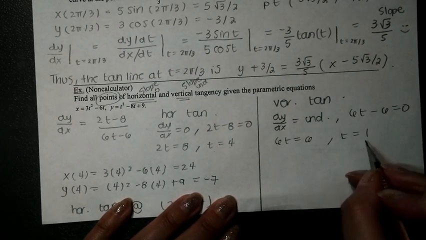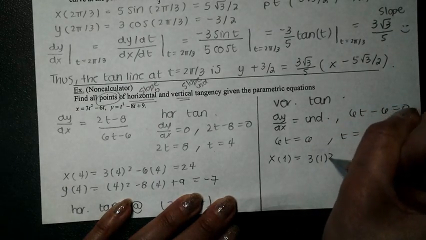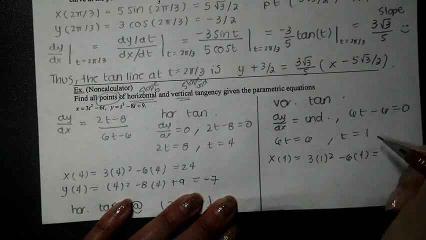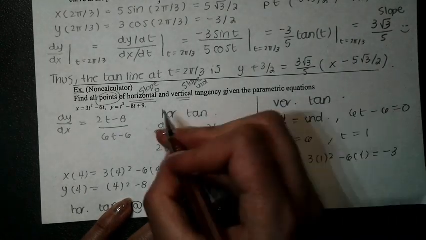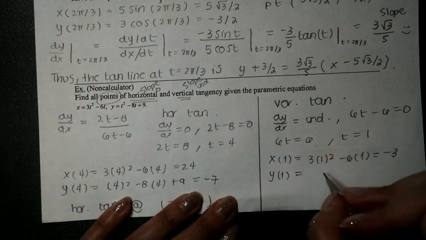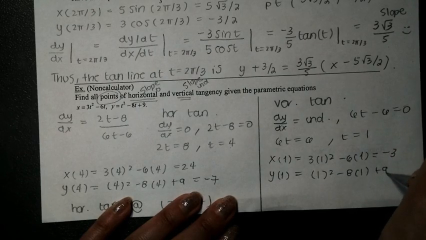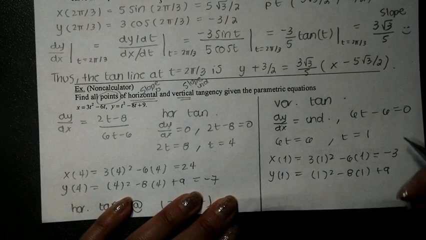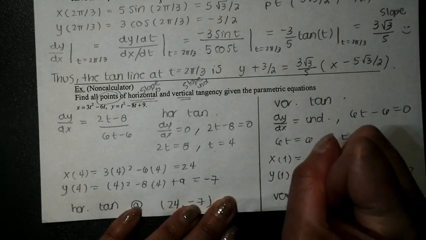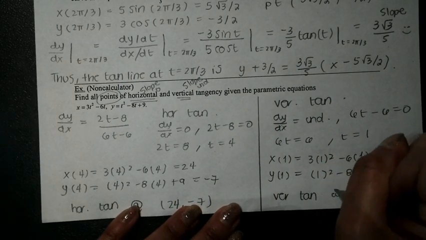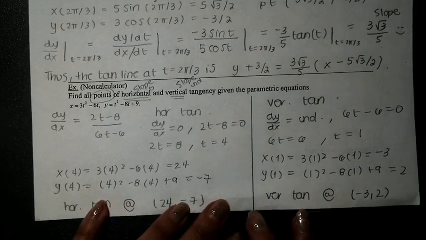And what are you going to do to find these beautiful points? You are going to plug your 1 inside your x. So you have 3 times 1 squared minus 6 times 1, which gives you negative 3. Similarly, we plug the 1 inside the y equation, and you have 1 squared minus 8 times 1 plus 9, and that beautiful number is going to be positive 2. So you have vertical tangency at the point (-3, 2).